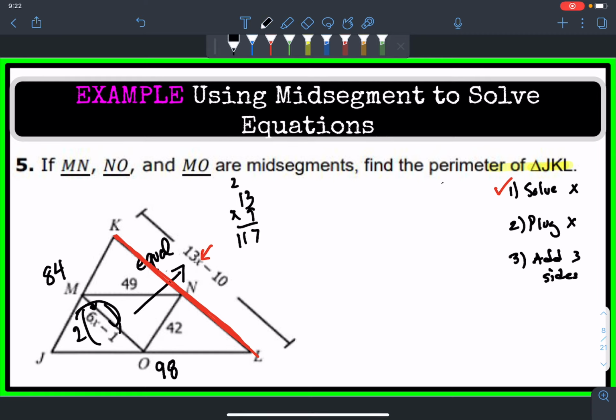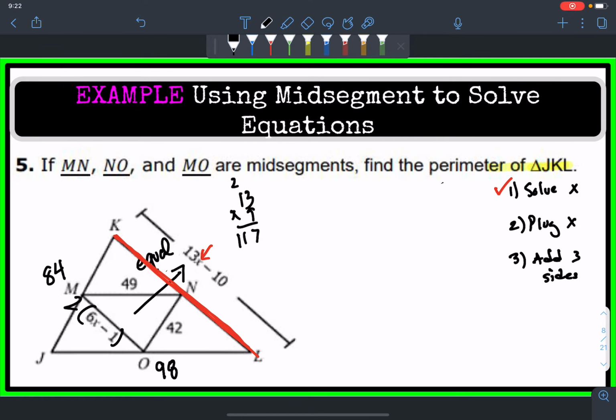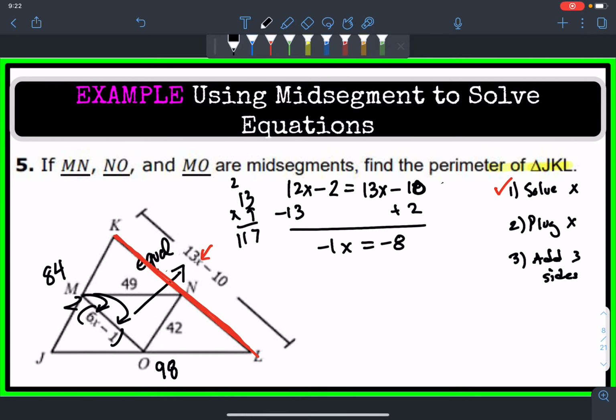I did not multiply both of these things by 2. Again, I need to multiply both of these things by 2. So let me fix this and let me write this better so I don't make this mistake. Again, multiplying both of these by 2, I do get that 12x, but I forgot to multiply the 1 by 2, which gives me negative 1. So 13x minus 10. So now with letters to the left and numbers to the right, I get that negative 1x is equal to negative 8, which means that x is equal to 8.